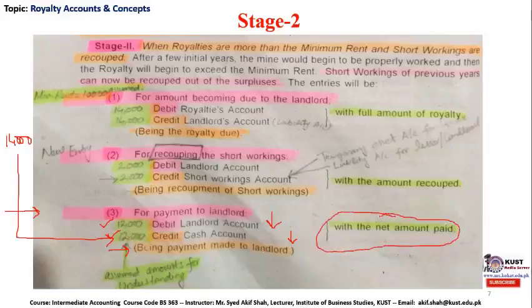So this is the way an entry shows how we can recoup the amount of short working which we had paid previously, in the starting years, to the landlord.